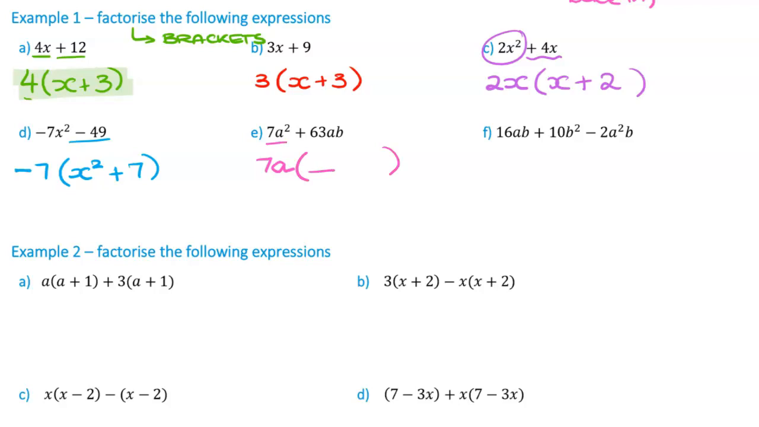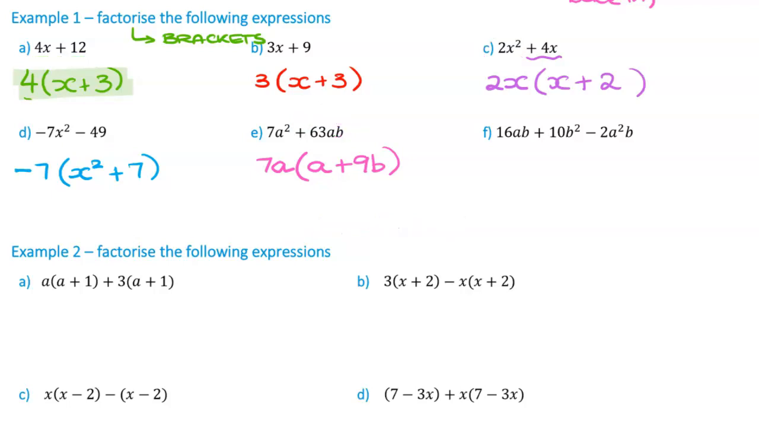7a times something is going to give me 7a squared. Well, we need an a there to achieve that. And then 7a times something else is going to give me plus 63ab. Let's think of sign, number, letter here. We need a plus because that's positive 7a times a positive to give me the positive I need here. And then we said before 63 divided by 7 was 9, so we need a 9. 9 times 7 is 63. We also need a b here, because thinking on the side of our page, 7a times 9b is going to give me 63ab, which is what we want.